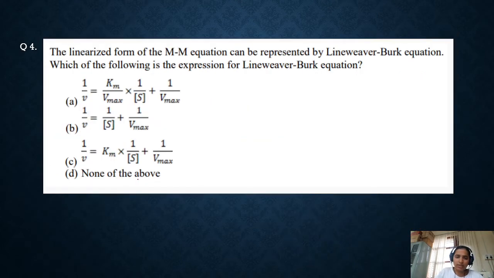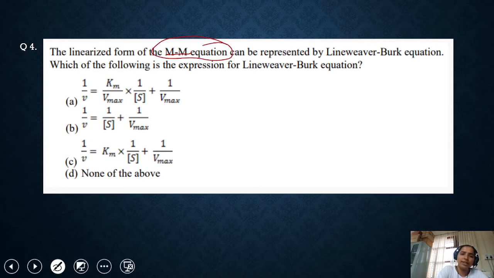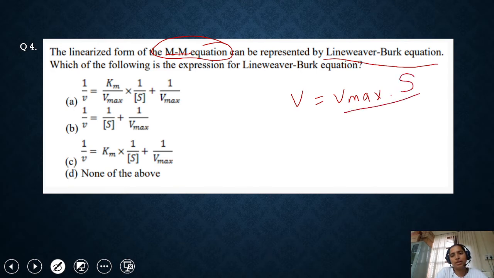Now let's come to the next question. The linearized form of MM, meaning the Michaelis-Menten equation, can be represented by the Lineweaver-Burk equation. Which of the following is the expression for the Lineweaver-Burk equation? All of you have studied this Michaelis-Menten equation, and hopefully you also have studied the Lineweaver-Burk equation. So first we must know what the Michaelis-Menten equation is. It is mainly represented as V equal to Vmax into S upon Km plus S.